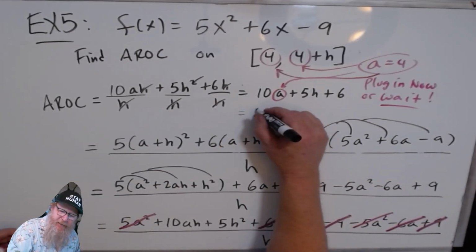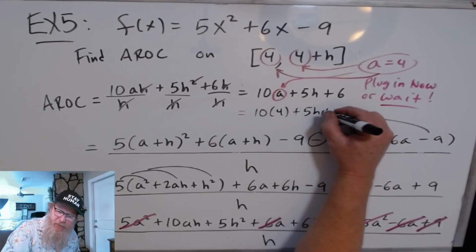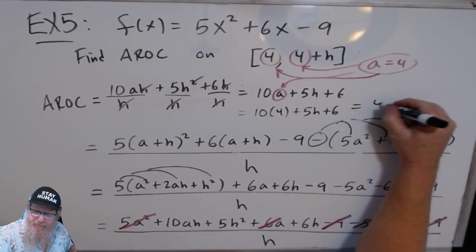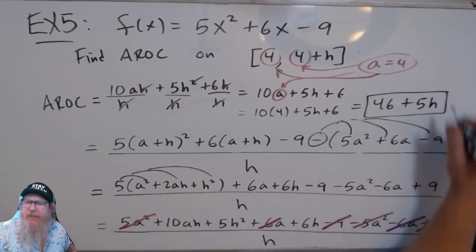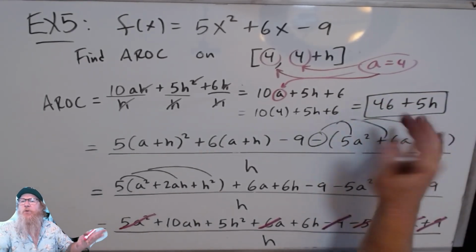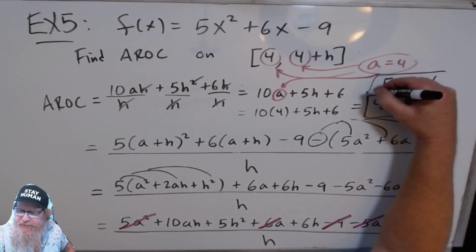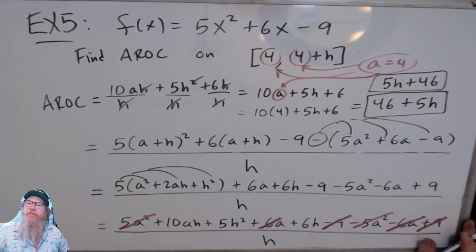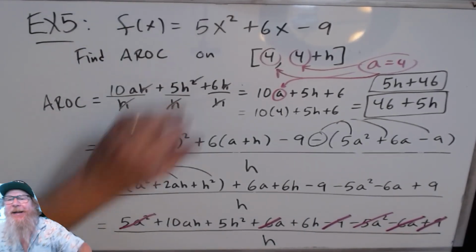You plug it in, you get 10 times 4 plus 5h plus 6. So that's going to be 46 plus 5h. I don't care what order you write it in. You could also write it 5h plus 46. Either way, it's the same thing. All right, there you go. That's your slope. Now, that's just one slope, right?